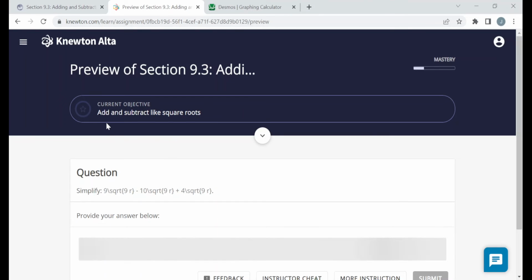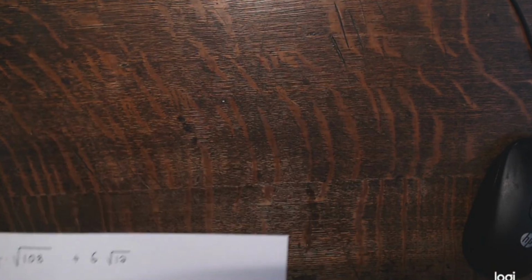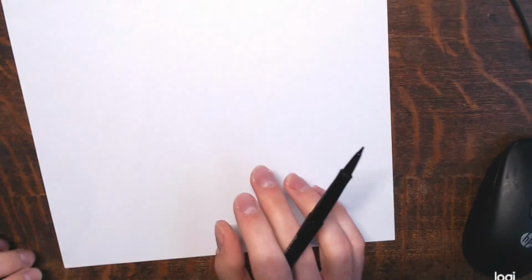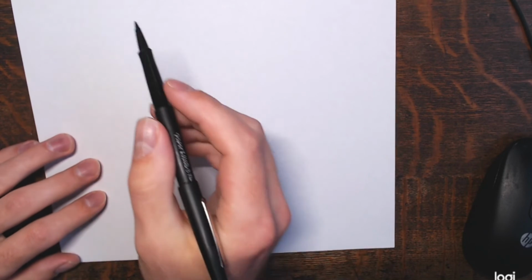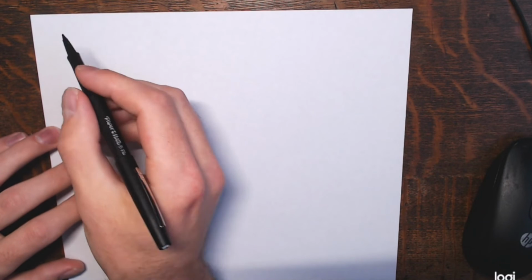Alright, so now we're in the objective add and subtract like square roots. Well, if they're already like, this should be pretty simple. This is a much simpler objective. And I'll write this one out. Now we should of course simplify too. So here's what I mean by that.